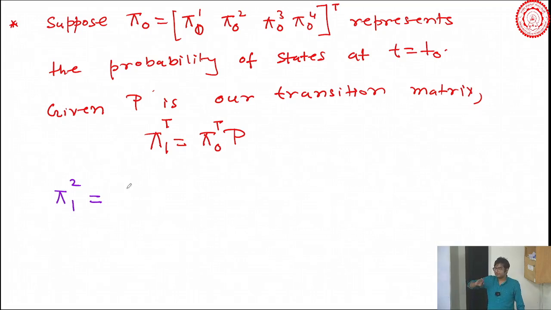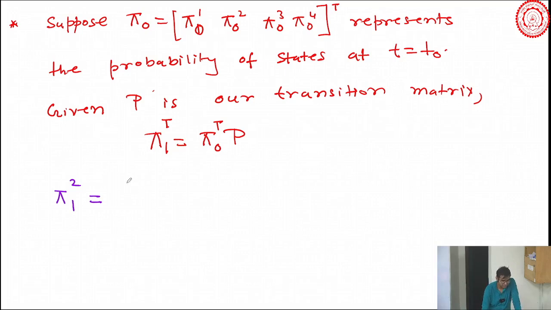At t equal to 0, it might have been at s1. In that case, I should look at that probability multiplied by the probability it will go from s1 to s2, plus it might be at 2 multiplied by 2 to 2, plus it might be at 3 multiplied by 3 to 2, plus it might be at 4 multiplied by 4 to 2. The simple theorem of total probability, or the sum and product law.